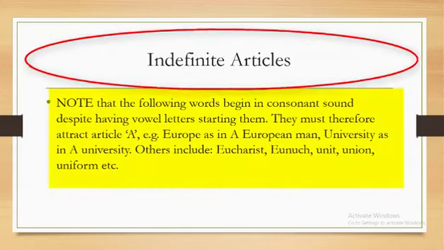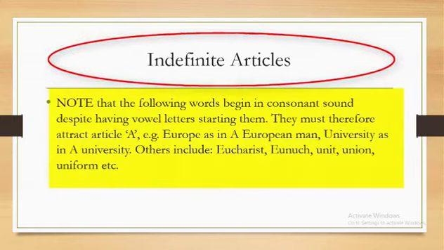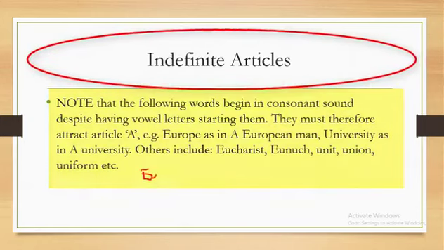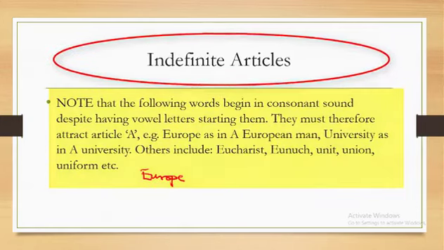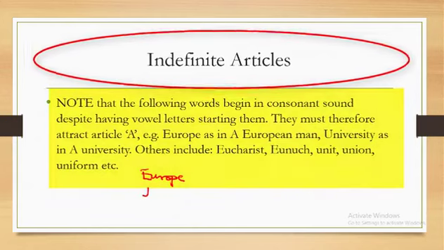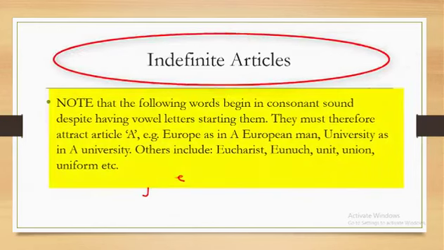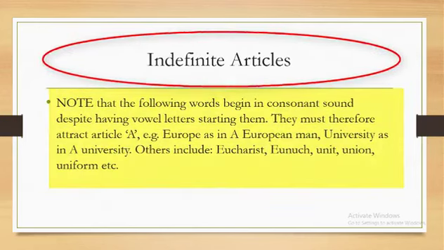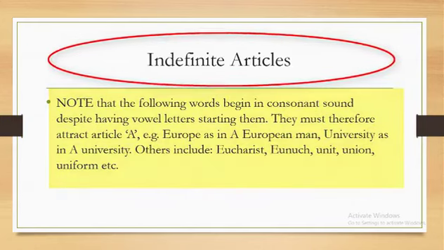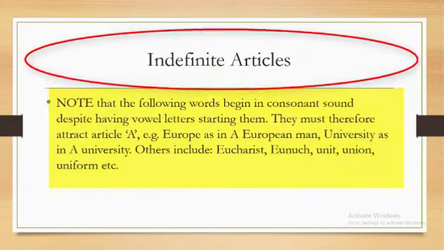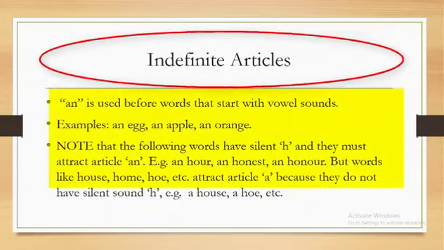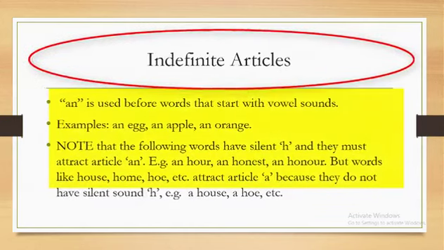For instance, Europe. Though it is written as EUROPE, in the transcription you begin with a consonant sound, J. So that's why you say a European man. The same thing with university, a university. Every time like that. Alright, so let's move on.